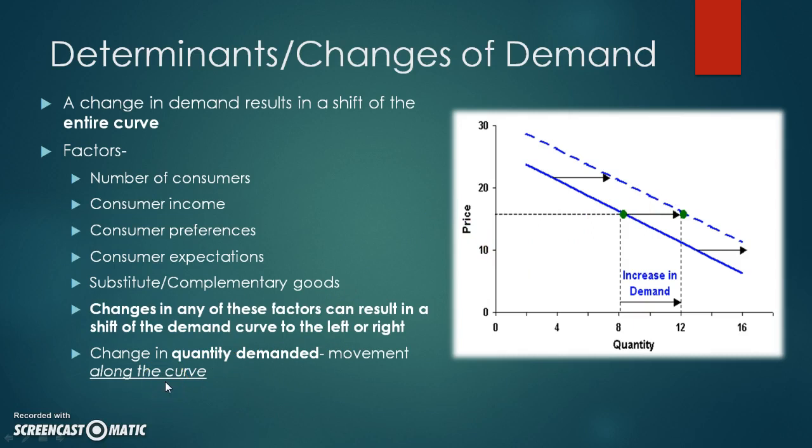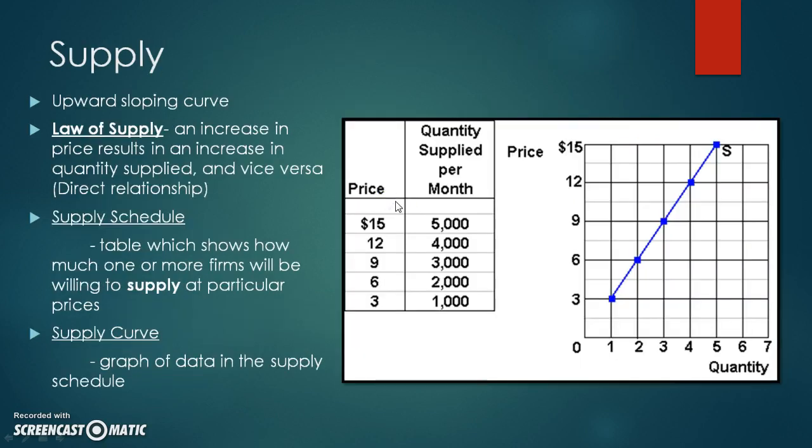And this differs from quantity demanded, which would be a specific amount that would be demanded. So it would be just a point on the demand curve. And a change in quantity demanded will just have movement along the curve as opposed to a shift in the curve. Moving on, we have supply, which, contrary to demand, would be an upward sloping curve.